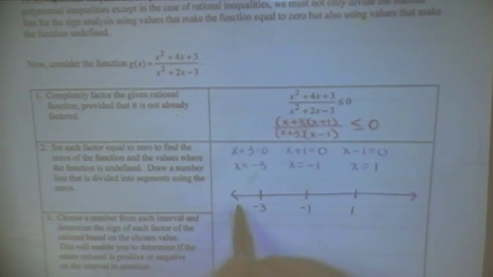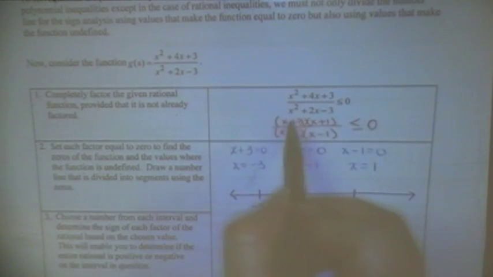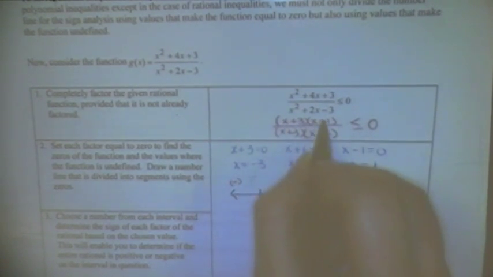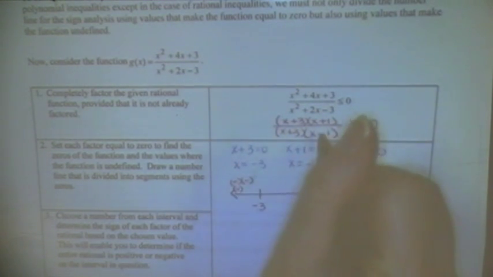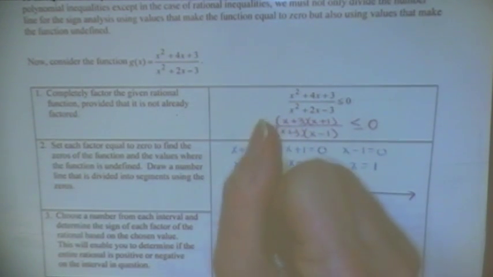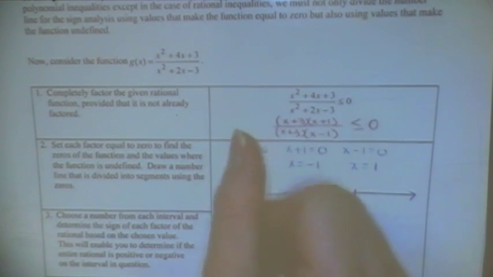So let's choose a number to the left of negative 3. So let's just say negative 4. If I plug negative 4 right here, that piece is going to come out negative. If I plug negative 4 here, that piece is going to come out negative. Here it will be negative, and here it will be negative. Negative over a negative would be a positive. A negative over a negative is a positive. That makes this entire section positive.